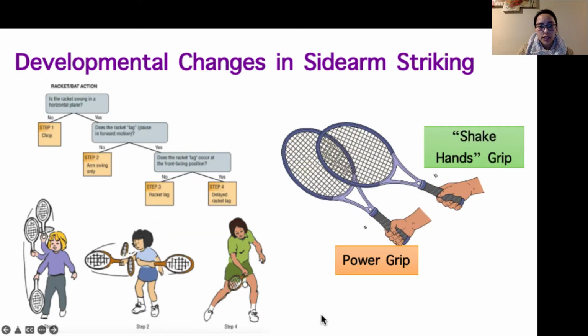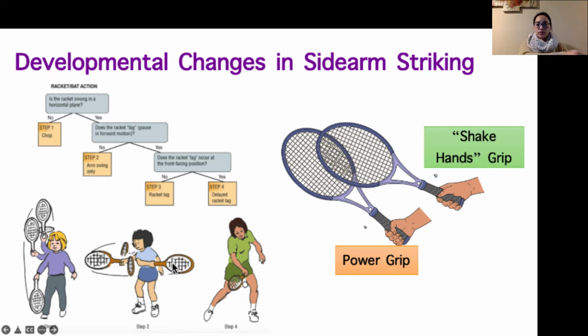For developmental changes, we do have an observation plan that we can follow, and generally speaking, these are the steps in the developmental sequence. Mainly, the most noticeable change in movement pattern is that the plane of swing changes from more of a vertical swinging motion to a horizontal motion. So step 1, we would say, is more of a chopping movement in which the racket is swung more up and down. Step 2 is where we have an arm swing only, where the racket swings ahead of the trunk.